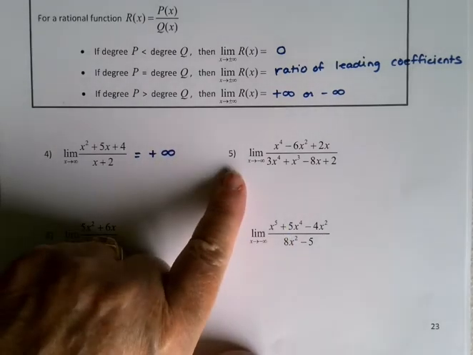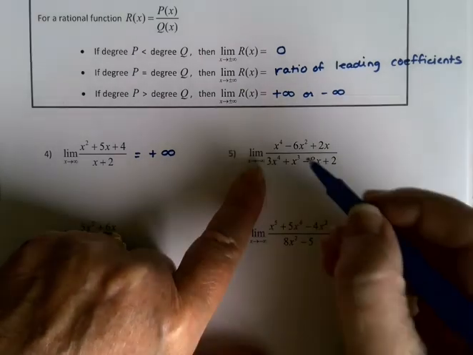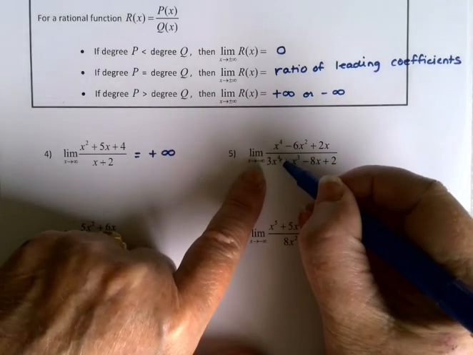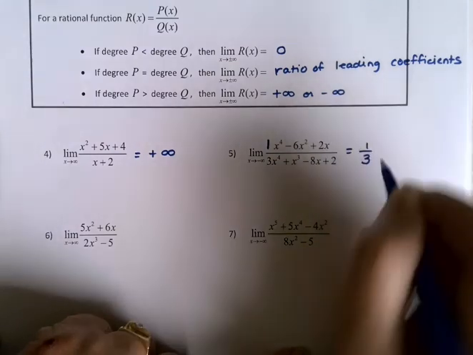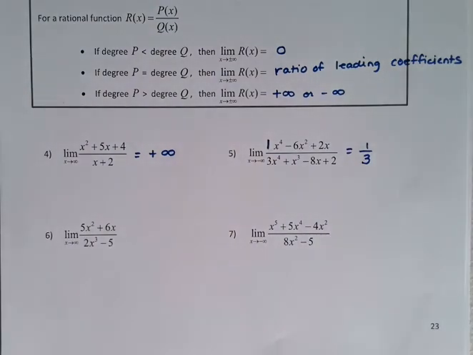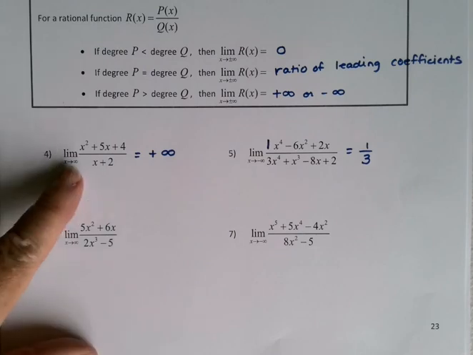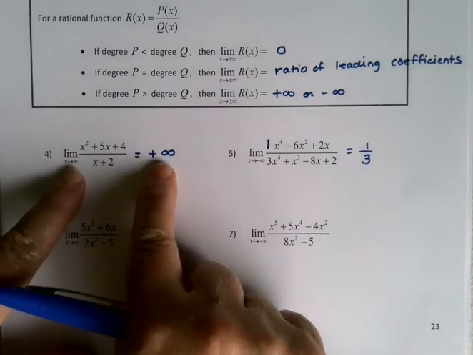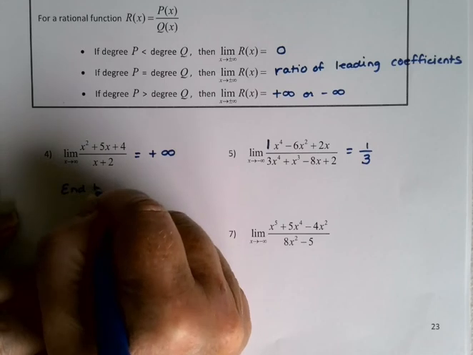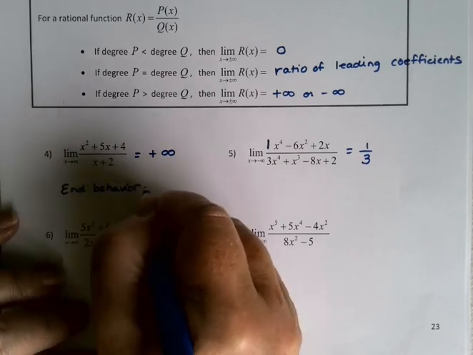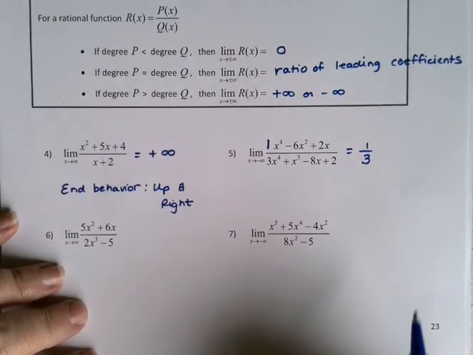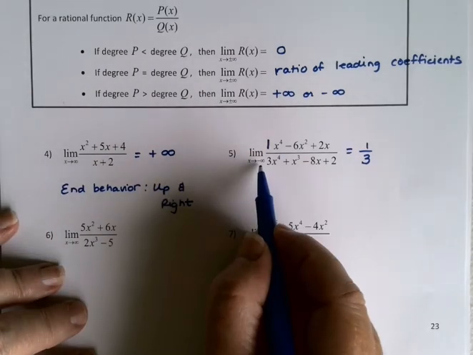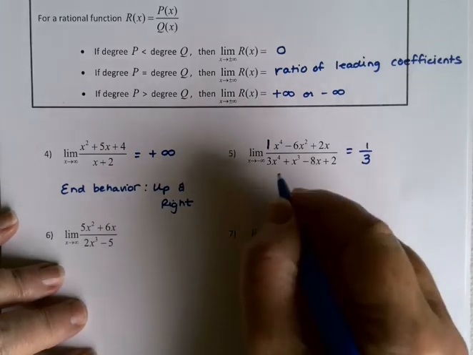In number 5, the limit is going to negative infinity, but I'll notice that the degrees are the same. So my limit is the ratio of the leading coefficients. That would really be 1 over 3. And I guess I forgot on this one, I'll go back and do it. This one would say the end behavior on the right goes up. And this one, because it had a finite limit, said on the left, there's a horizontal asymptote at a third.